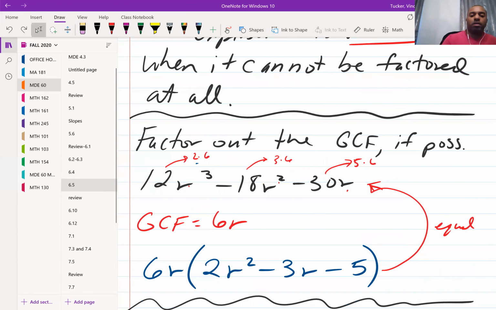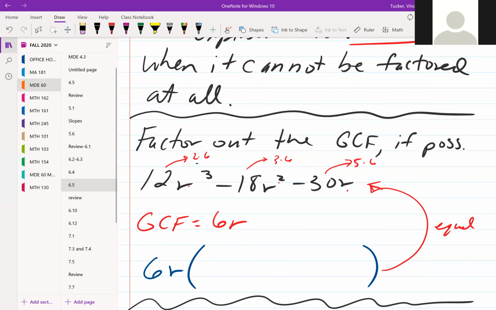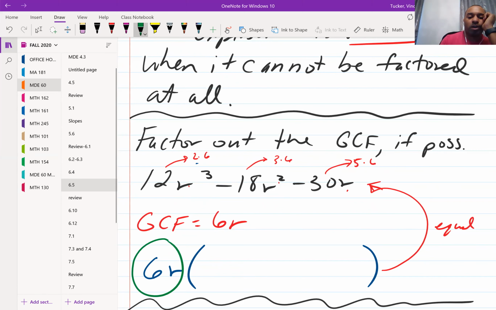So let me do this. When I say my GCF is 6r, that means I want to put 6r out front. Now you want to talk about what's left after I pull 6r from the 12r cubed. If I took the 6 out, you'll just be left with 2. So it's going to be 2. And if I take one of the r's out, I'll be left with r squared.